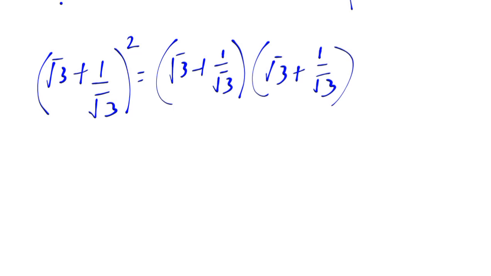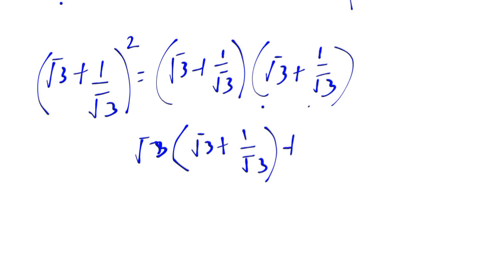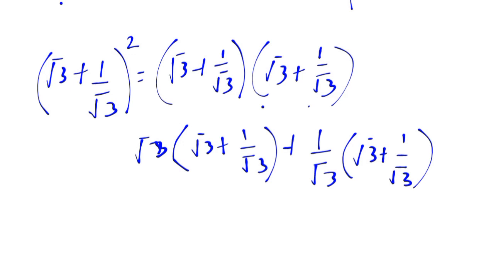So I'll distribute root 3 over the first bracket, that is root 3 multiplied by root 3 plus 1 over root 3. Then I'll distribute the other term, 1 over root 3, multiplied by root 3 plus 1 over root 3. Let's simplify this further.